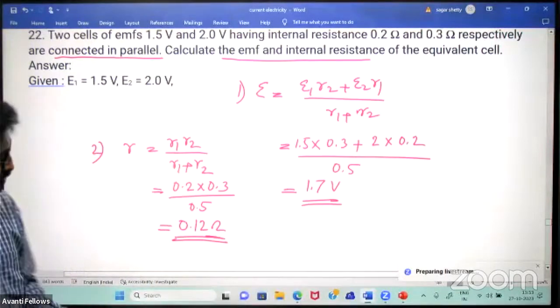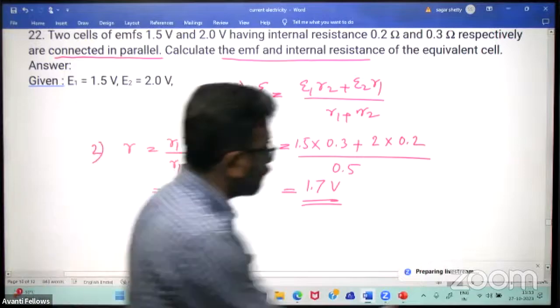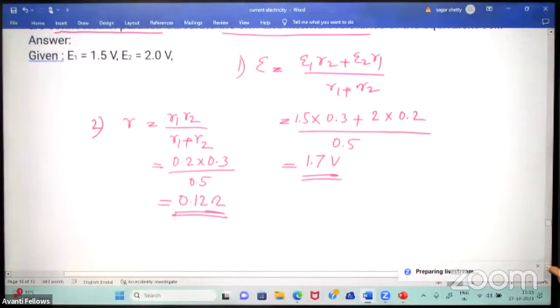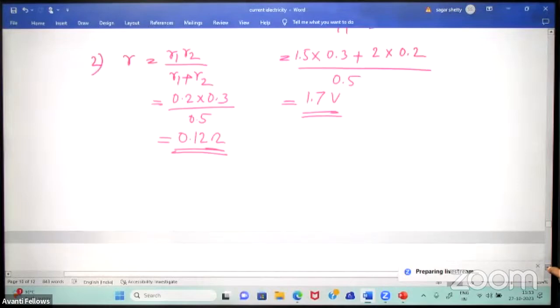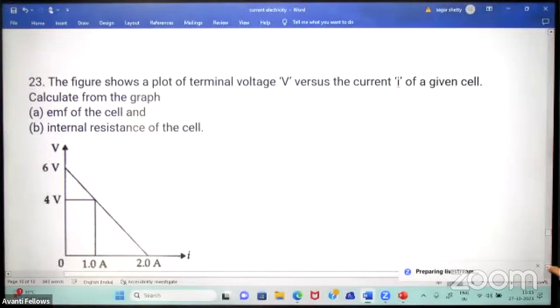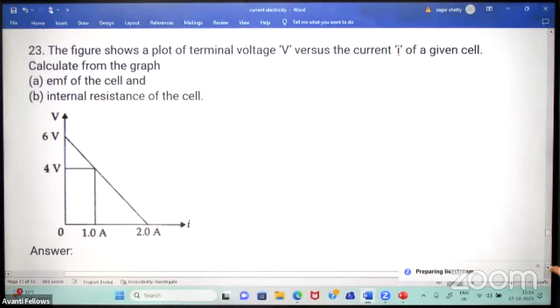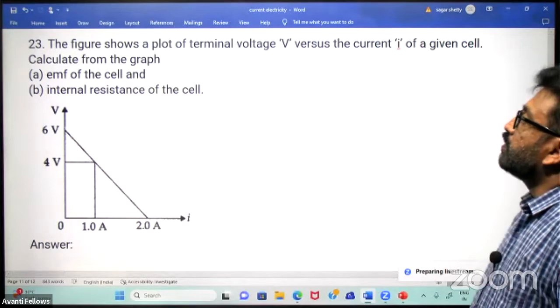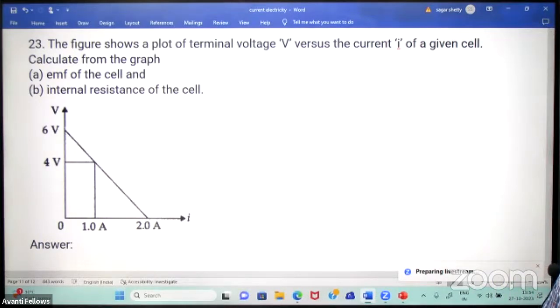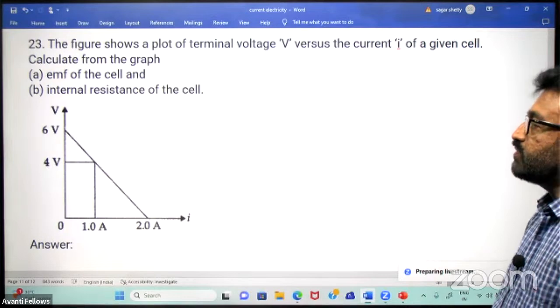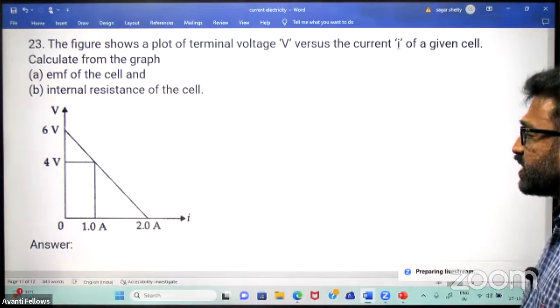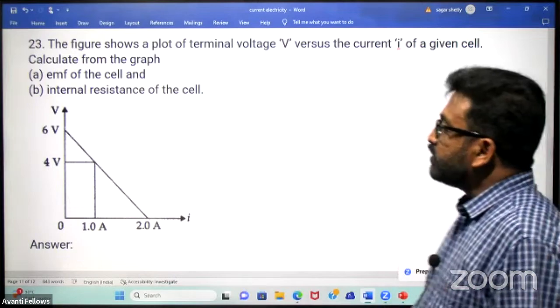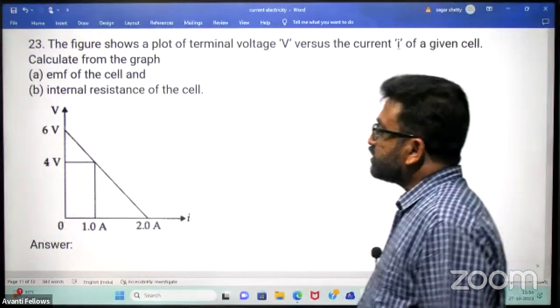Now the next question. Figure shows a plot of terminal voltage V versus the current I of a given cell. Calculate from the graph the EMF of the cell and the internal resistance of the cell. So now it has become very easy. You know what EMF and internal resistance are. You can easily calculate.